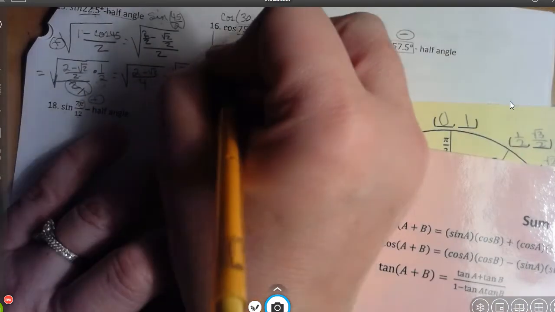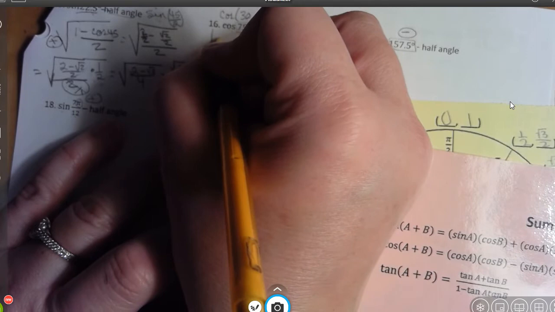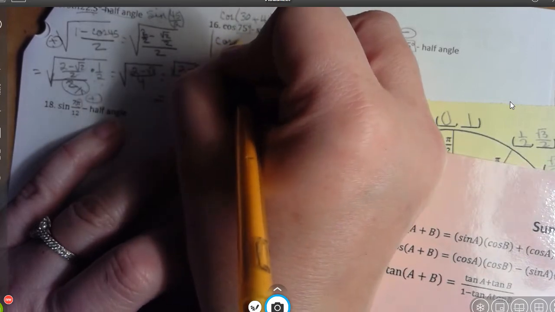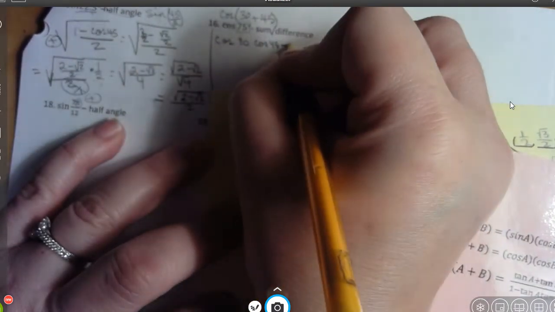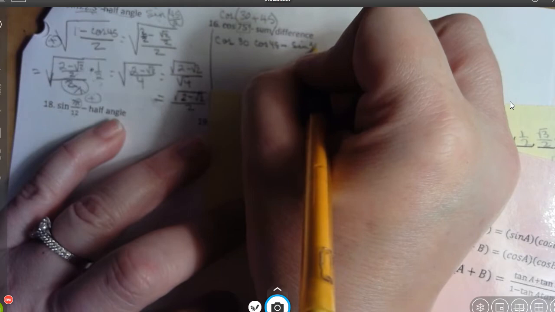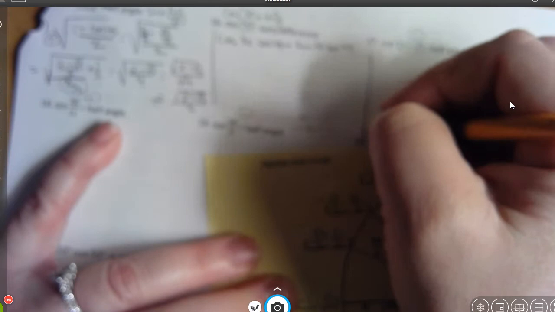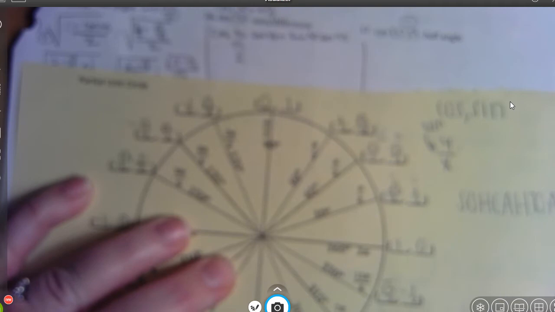Pause this when you need it, because I know I'm trying to go fast. So cosine 30 cosine 45 minus sine 30 sine 45. Okay? So now I'm going to go in, I'm going to find these values. Cosine of 30, this is cosine, sine, I got square root of 3 over 2. It's not the cosine of square root of 3 over 2. It is the value of that.